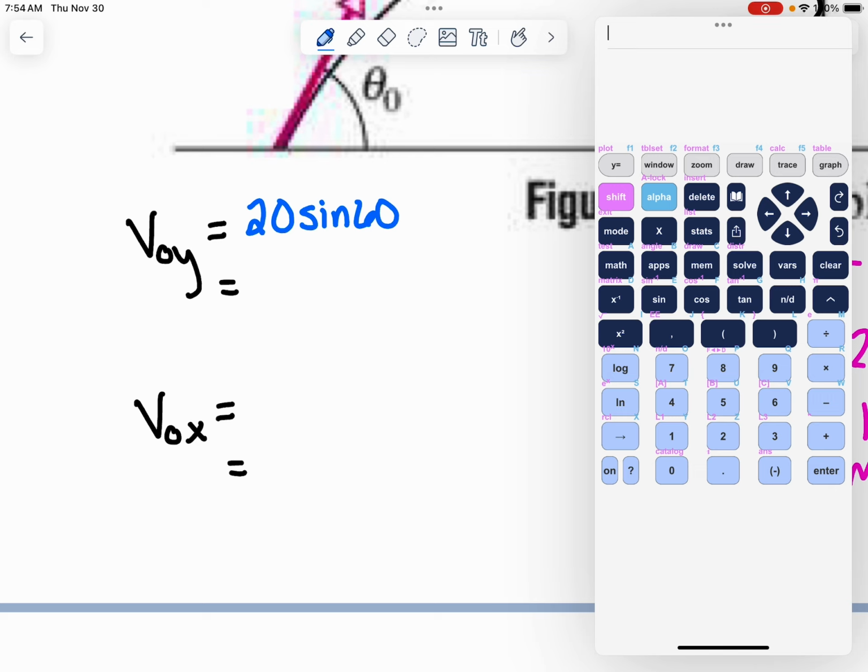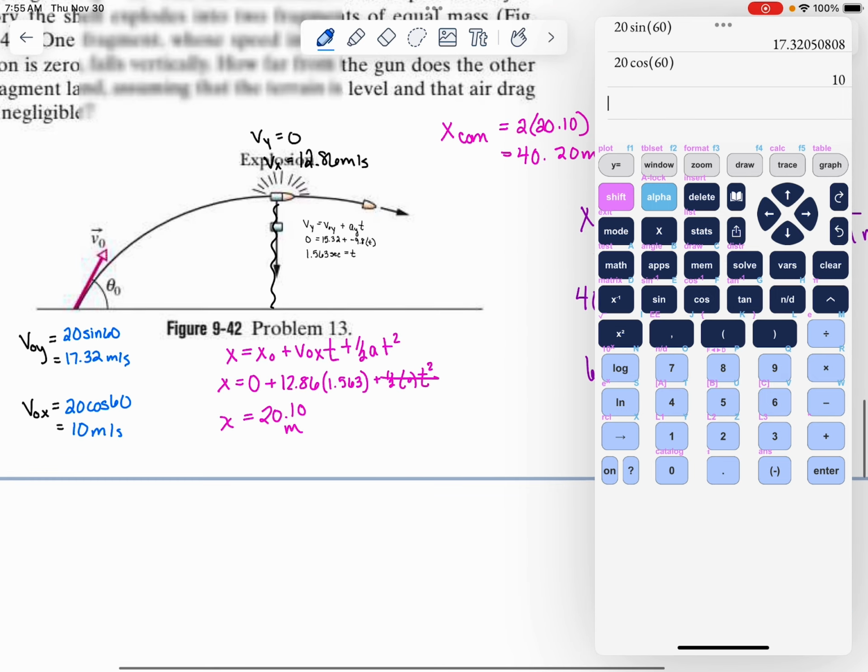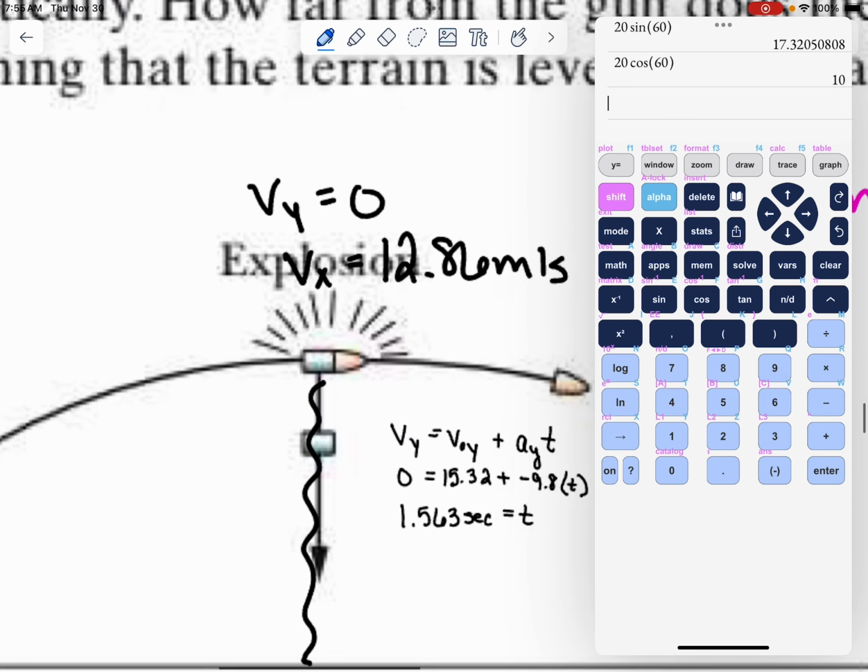So 20 sine, oopsie, not double sine. Oh dear, I'm just going to start over. 20 sine of 60, and I'll get 17.32. Now I'm going to do 20 cosine of 60, and that's going to be my x velocity for projectile motion. And these are meters per second.